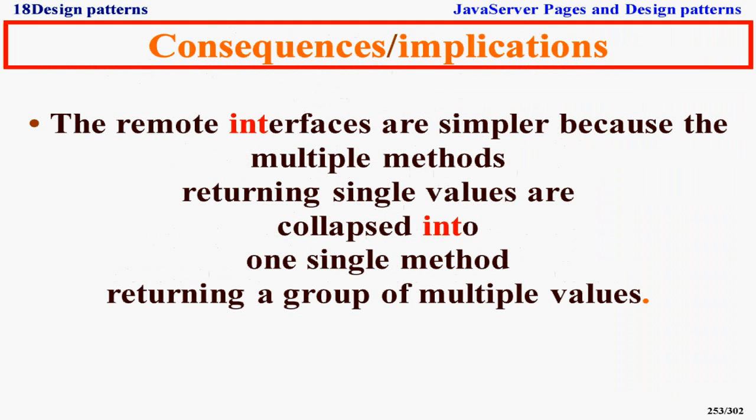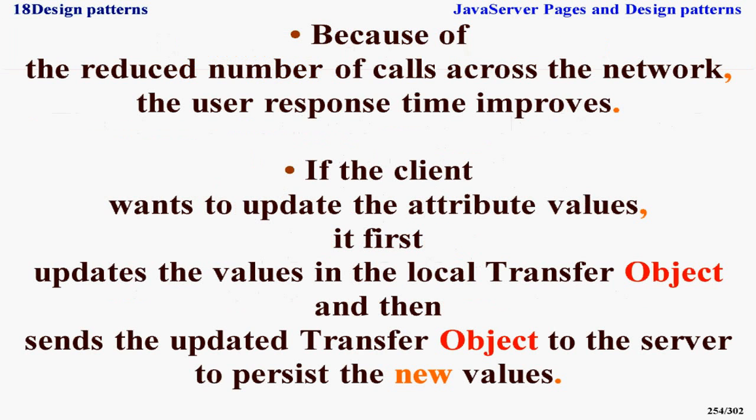Consequences. Implications. The remote interfaces are simpler because the multiple methods returning single values are collapsed into one single method returning a group of multiple values. Because of the reduced number of calls across the network, the user response time improves.